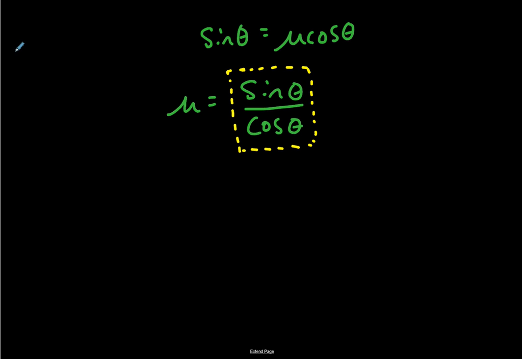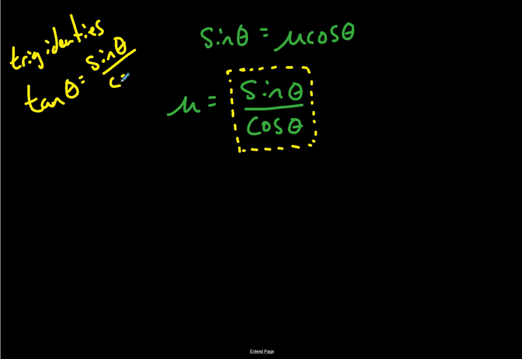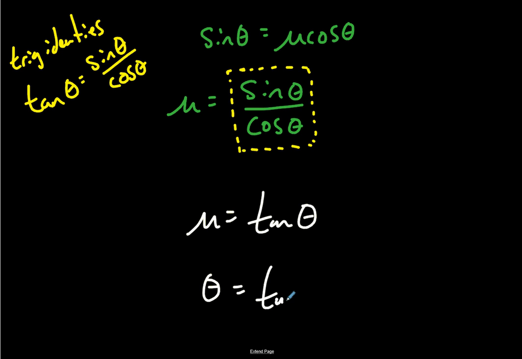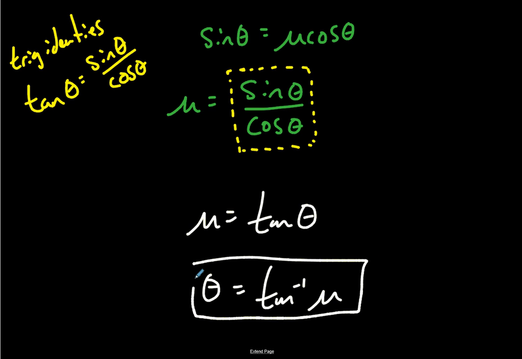However, this should ring a bell for people who've taken some math classes. From your trigonometric identities, which there's a whole bunch of, but this is one of them, the tan of theta is equal to the sine of theta divided by the cosine of theta. There's a whole bunch of equalities within trigonometry called identities, and this is one of them. So in other words, we can now do this. Mu is equal to the tan of theta, or better yet, since we want theta, it's equal to the inverse tan of mu. Pretty slick.